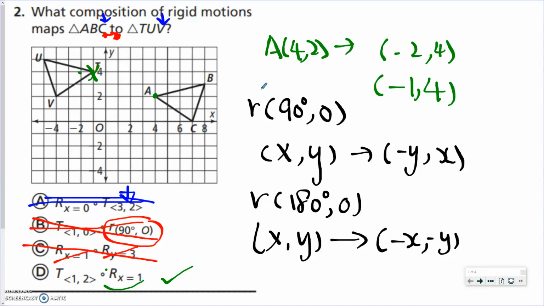I would not check all 3 of them. If you check 2, you always get that. If you pick one of the points and it's not going to work, then that rigid motion is not going to work.